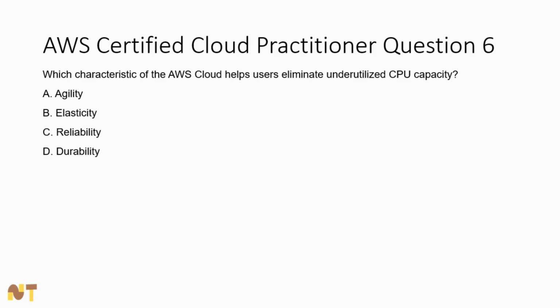Which characteristic of AWS Cloud helps the user eliminate underutilized CPU capacity? Options are A. Agility, B. Elasticity, C. Reliability, and D. Durability. Now, here the requirement is to help the user eliminate underutilized CPUs so that services can scale up and scale down. So, the correct option here is B.